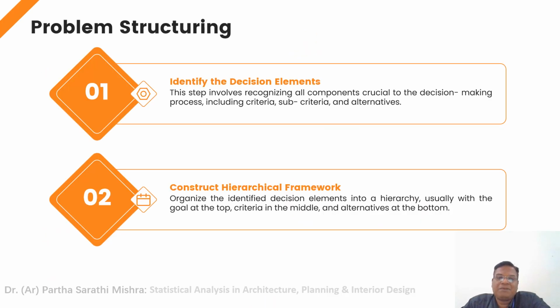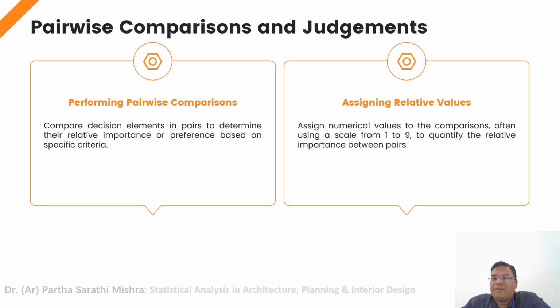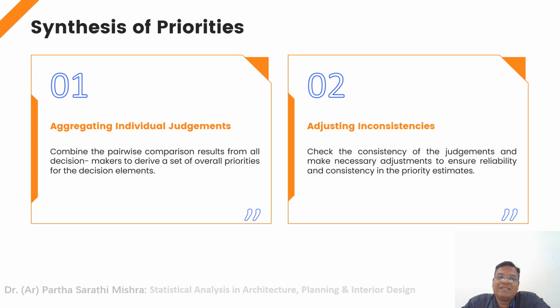Now, the steps in the AHP process, as we have discussed: identify the decision elements, construct hierarchical frameworks, then perform pairwise comparison, assigning the relative weights of the parameters on a scale of 1 to 9, then synthesis of the priority, aggregating the individual judgments, and adjusting the inconsistency as I've shown you in the table. If we have any problem with the consistency level, then we can ask the experts to please re-evaluate their pairwise comparison matrix so that it will be easy for us to get the consistency.